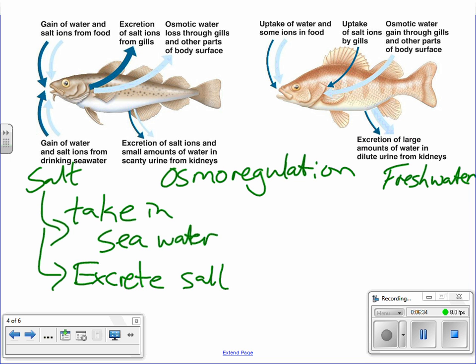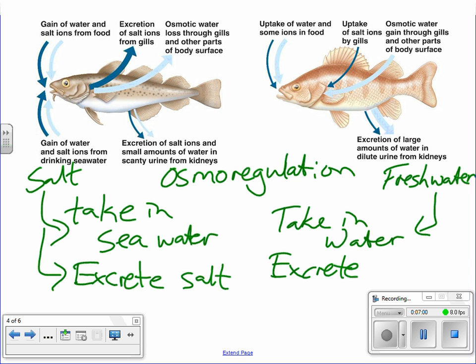Excrete salt. In freshwater fish, we're going to have generally the opposite. The marine organism is going to take in water the same way. I mean, it's going to still take in the water, but instead of keeping a lot of the H2O, because in freshwater there's a lot more H2O than salts, it's going to excrete the water part, or the H2O, and it's going to keep the salts, which help it regulate how much salt is in its body compared to water.